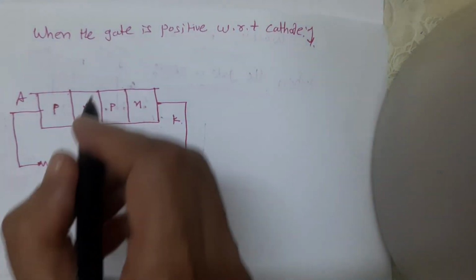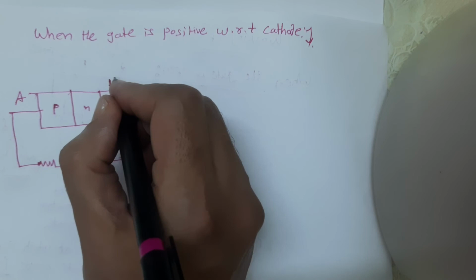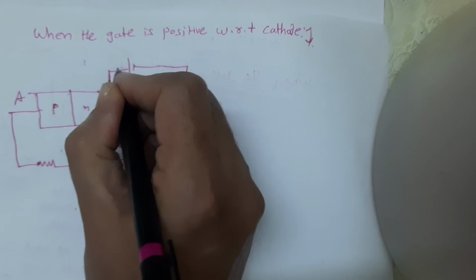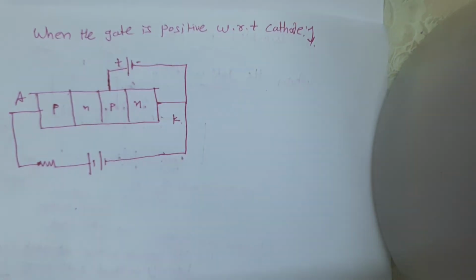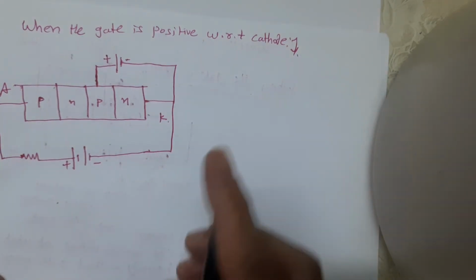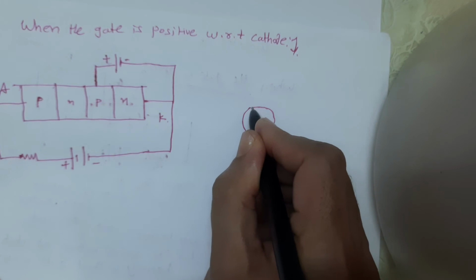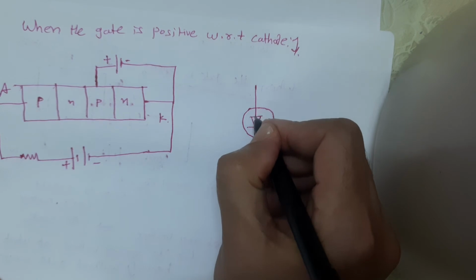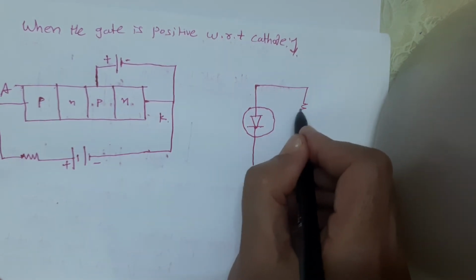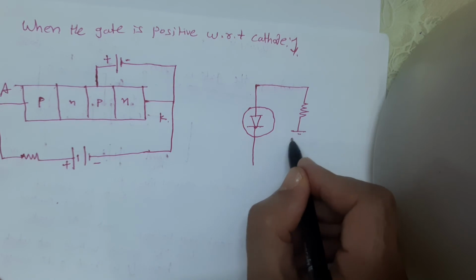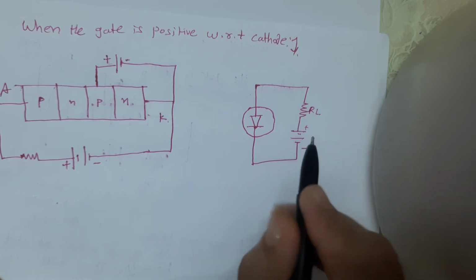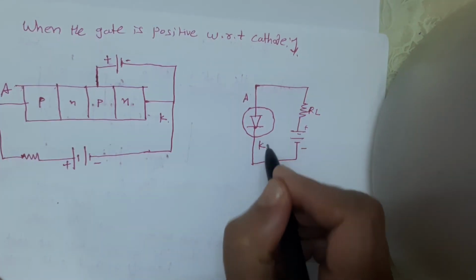Now, this is your gate. Gate is positive with respect to cathode. This is the circuit. In symbolized form, this is the symbol of the SCR: anode, cathode. In between anode and cathode, a positive voltage is applied with the help of RL. This is your RL, this is your positive negative battery, anode, cathode, right?